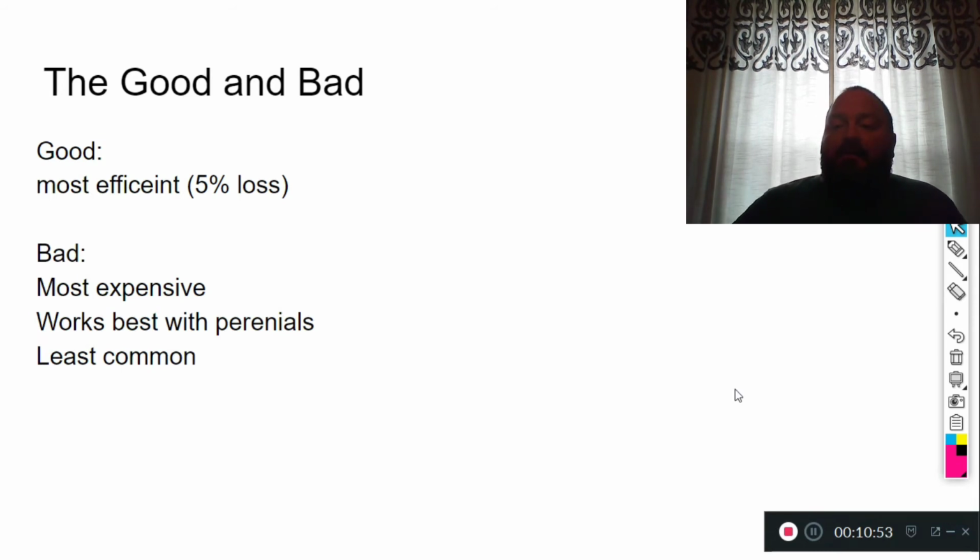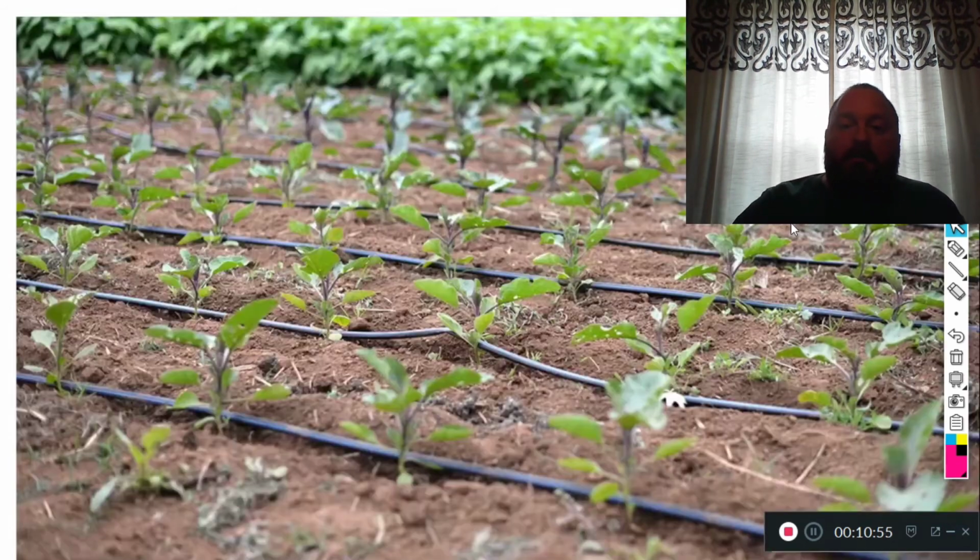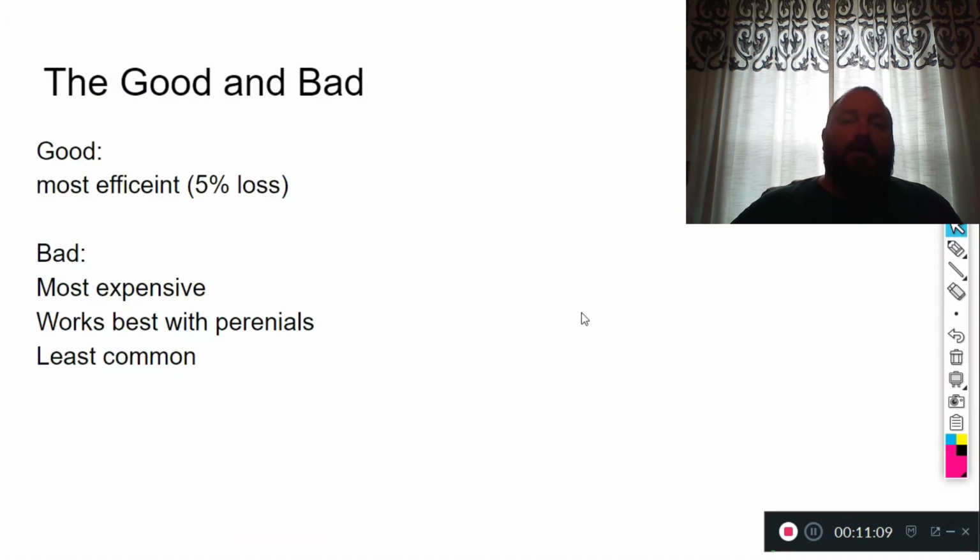The reason why it's so efficient is when we look back here, those tubes of water are dripping the water directly on the roots of the plant. So we're not losing any water, we're directly applying it to the roots. We're not spraying it on dirt that doesn't need to be irrigated. Soil that doesn't need to be irrigated. I said the bad D word.